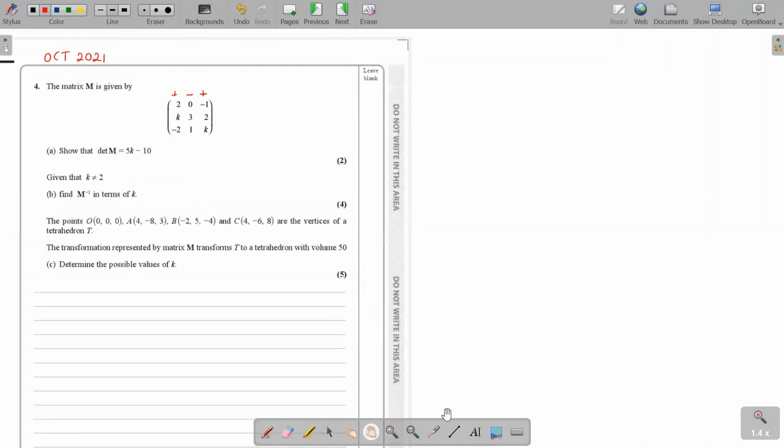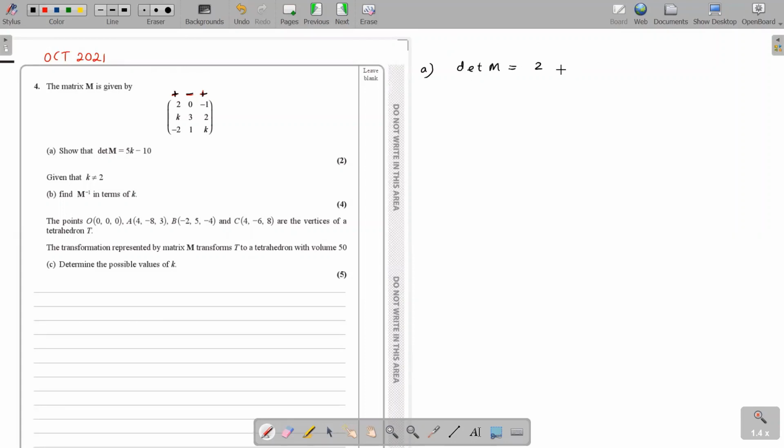Okay, so in October 2021, question number 4, this is the matrix question, right? So matrix M is given by 2, k minus 2, 0; 3, 1, minus 1, 2, k. Show the determinant of M is 5k minus 10. How do you get the determinant? So you can see I have already used the plus minus plus. Let's get the determinant of M.